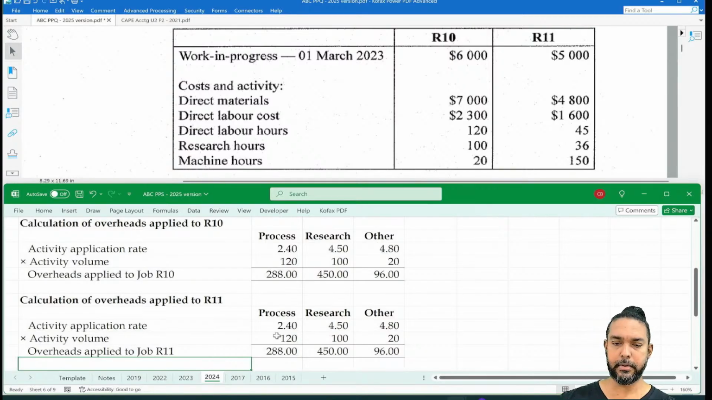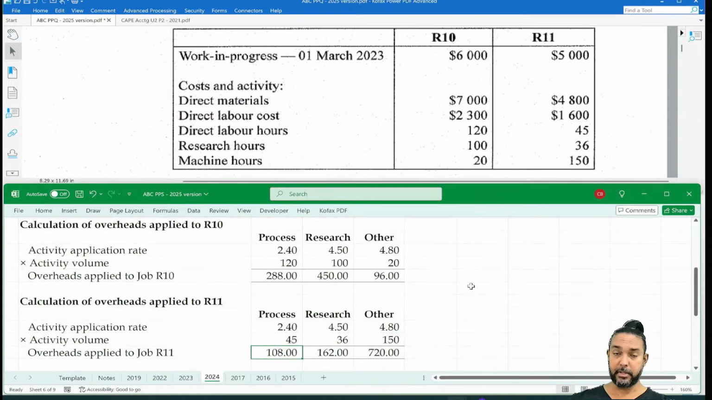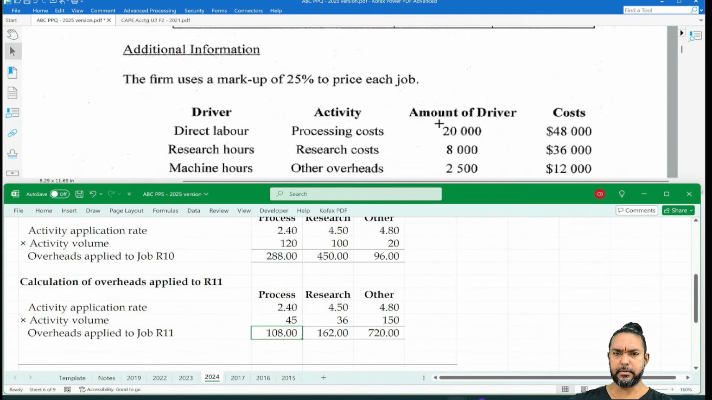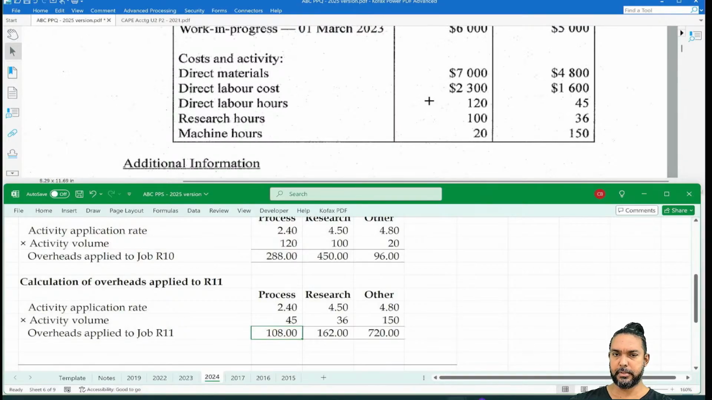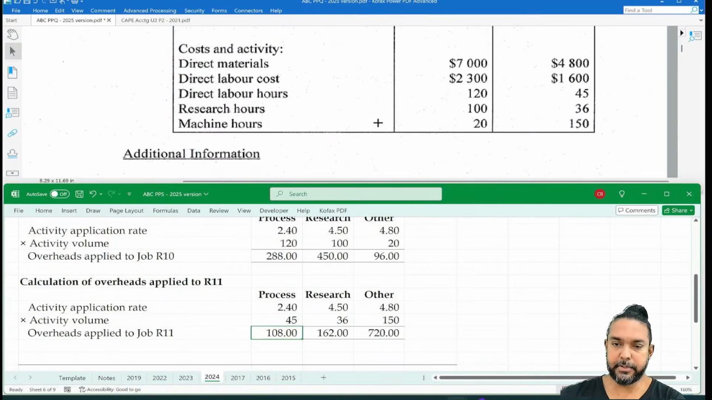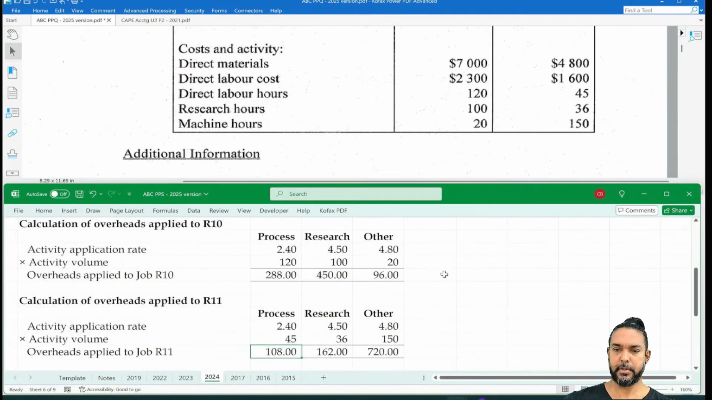Right, okay. Then we had 45, 36, and 150. All right, cool. Let me just double check that to be sure, right? The processing cost is labor hours, right? So 120 and 45. Research is research and other is that. Okay, cool. So we're looking good so far. Right, and of course, I'll do a total.